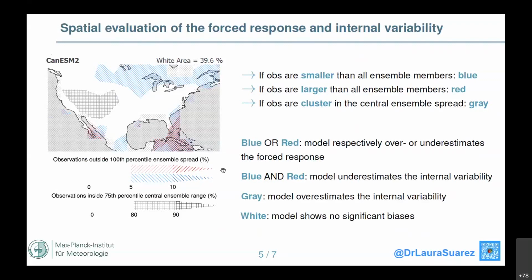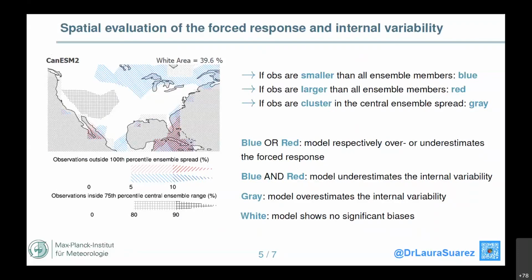So these types of shadings highlight different types of biases, which are as follows. If we have a region with only blue or only red shading, it means that the model respectively over or underestimates the forced response in observations. When you have blue and red shading together, it likely means that the model underestimates the internal variability in the region, with observations occurring both above and below the ensemble limits. And when you have a gray area, it means that the model overestimates the internal variability. And lastly, the white areas highlight regions where the model shows no significant biases. We can use this overall percentage of white areas as a final ranking for our evaluation in this case.